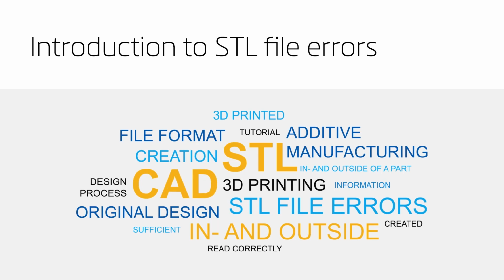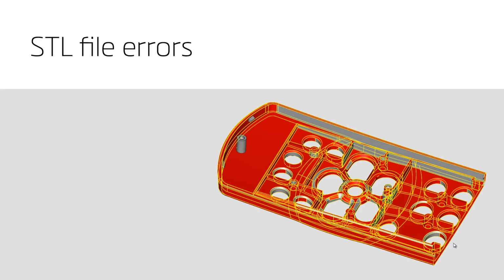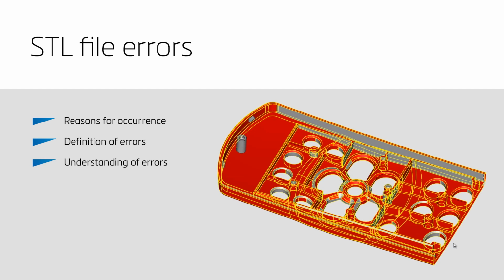Why is a CAP file not sufficient? Because a CAP file does not contain any information about the inside or the outside of the part, unlike an STL file. First, we explain why STL errors occur. Afterwards, a definition of the most common errors will be given. This should lead to a better understanding of each error that is given.